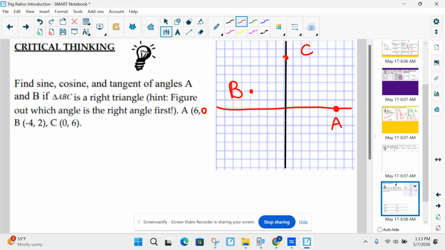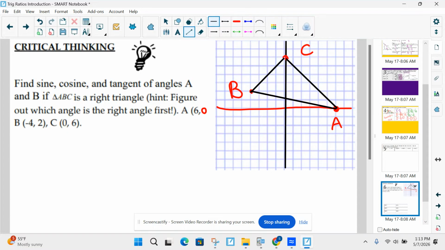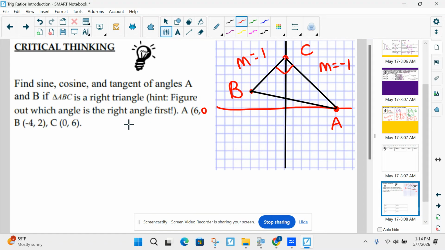One of the reasons I know that this is a right triangle is because if it was a right triangle, then we would have a right angle, which means that these two sides would be perpendicular, and if they're perpendicular, then the slopes are opposite reciprocals. So the slope of this segment is 1, while the slope of this segment is negative 1. I know that they are opposite reciprocals, because you go up 4 over 4, down 6 over 6.